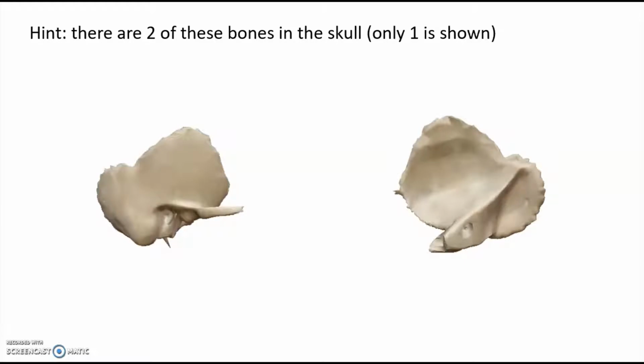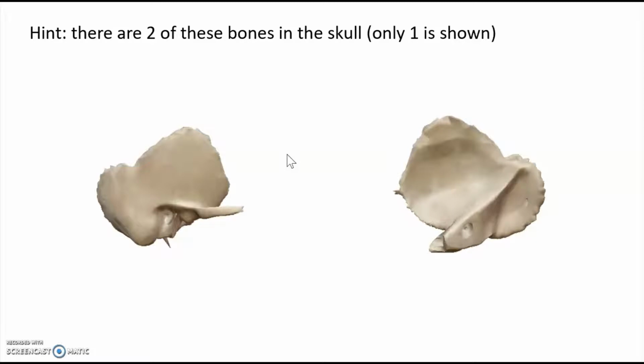Now the next bone you find is going to be this bone right here. If you read the hint, there are two of these bones in the skull, although only one of them is shown. On the left here, we have a lateral view, and on the right side, we have a medial view. I will give you a second to guess the bone. Okay, so this is going to be our temporal bone.